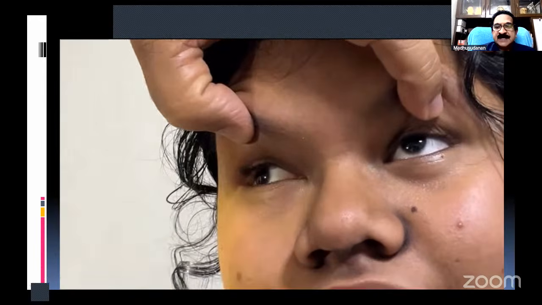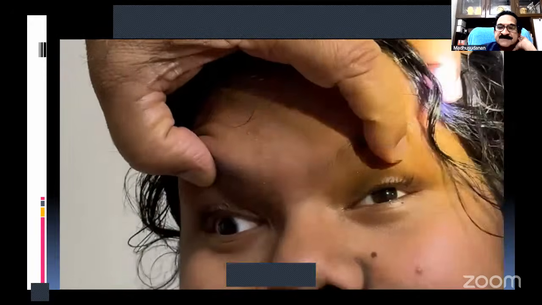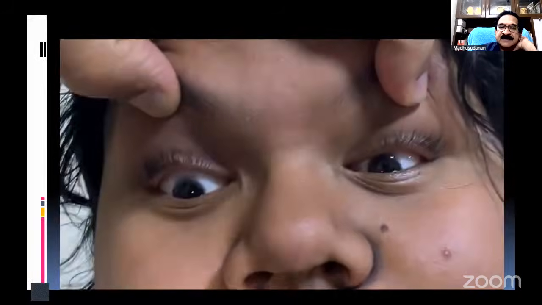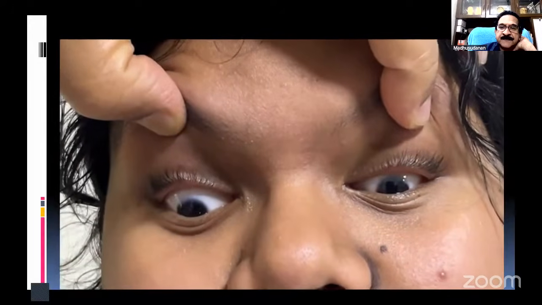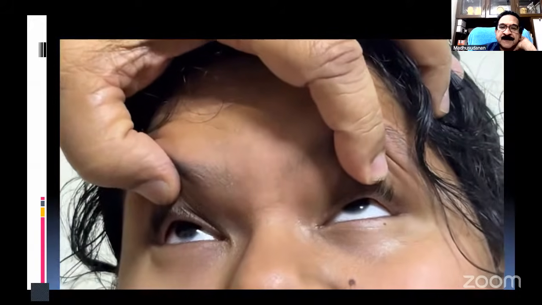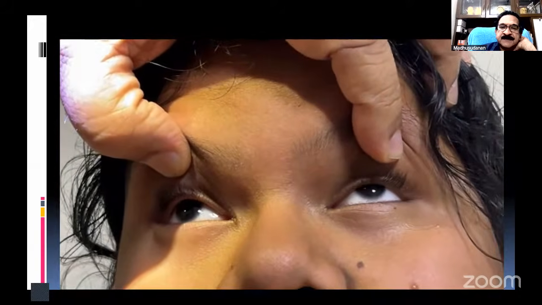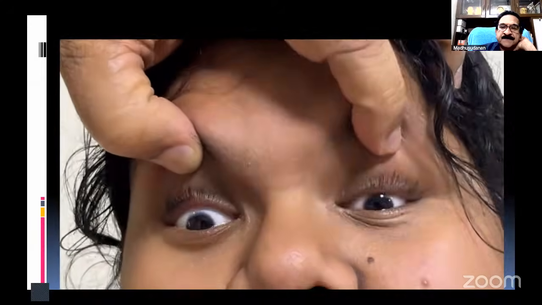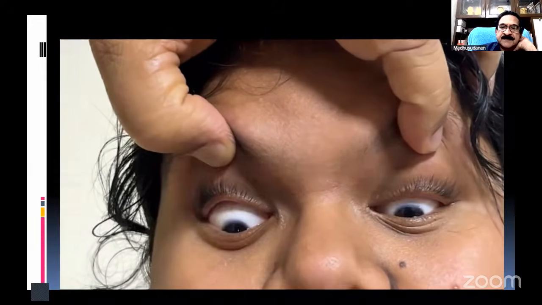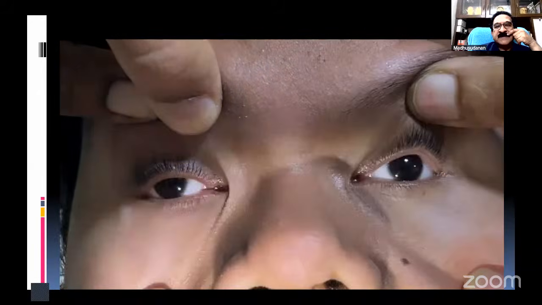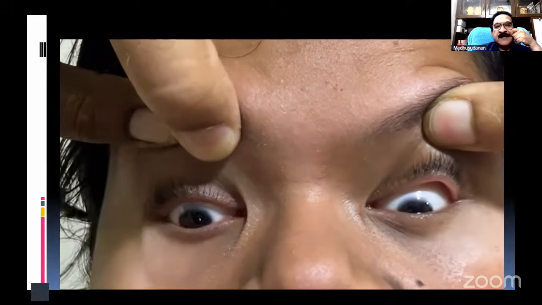Look to the right side now. Look to the left side. Again, right side. Again, left side. Then down. Up. Up. Down. Again, look into the left side now. Right. Down. Very good.